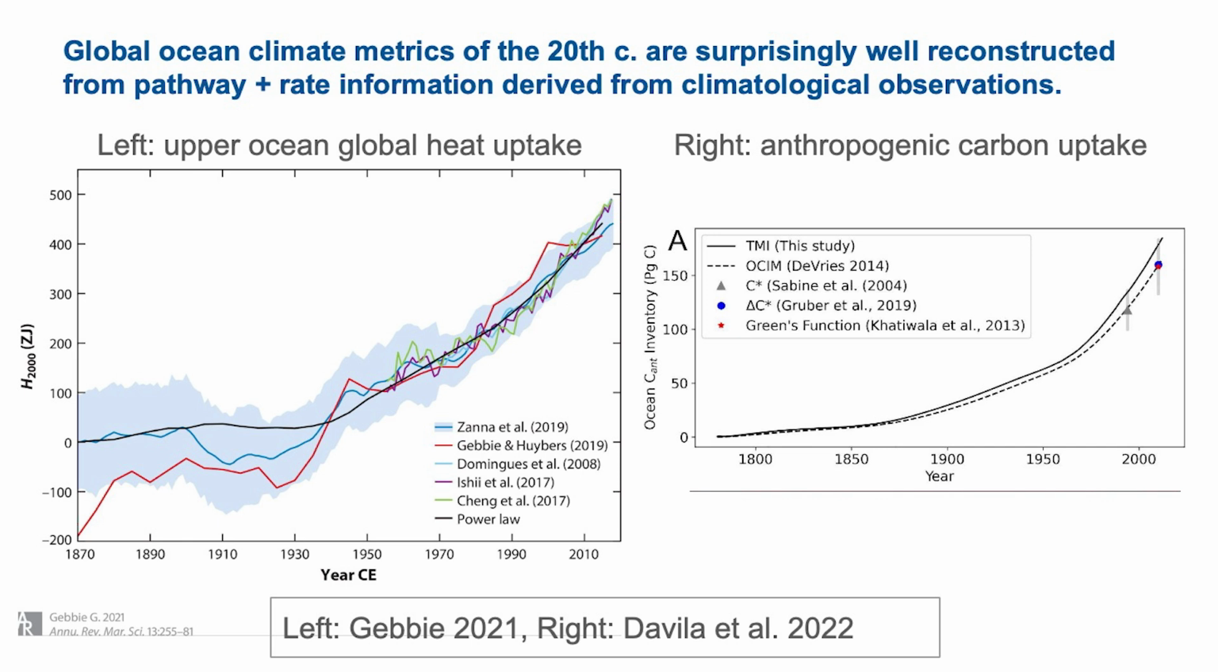On the left-hand side, we've got ocean heat uptake in the upper 2 kilometers. Right-hand side, we've got anthropogenic carbon uptake. Using my simple method, it shows up as the red curve on the left-hand side, and the solid black curve on the right-hand side. You can compare it to lots of other ways these quantities have been computed, and amazingly, you get something very, very similar. Does that mean we should throw out the complicated models?